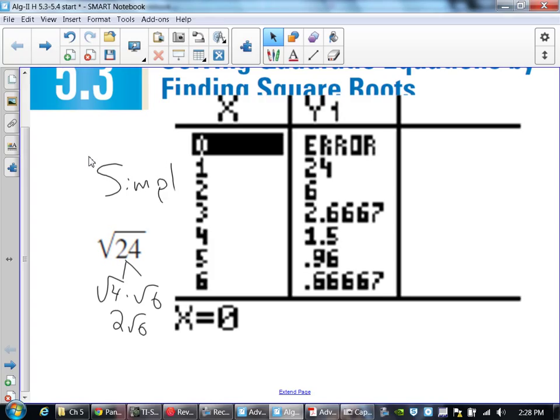24 divided by x squared, which means 24 divided by 4 is 6, so 2 root 6. Once this number in the y column becomes all decimals, the last number that you see that is a whole number, an integer value, that's what goes underneath the radical. The number out front is the number in front of the radical. So you get 2 root 6.